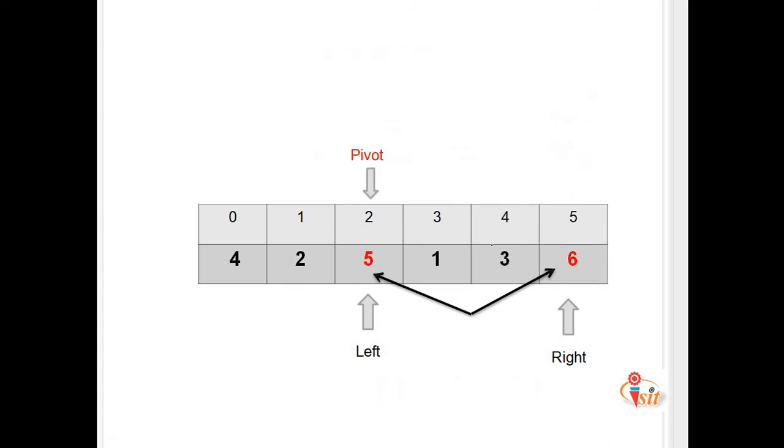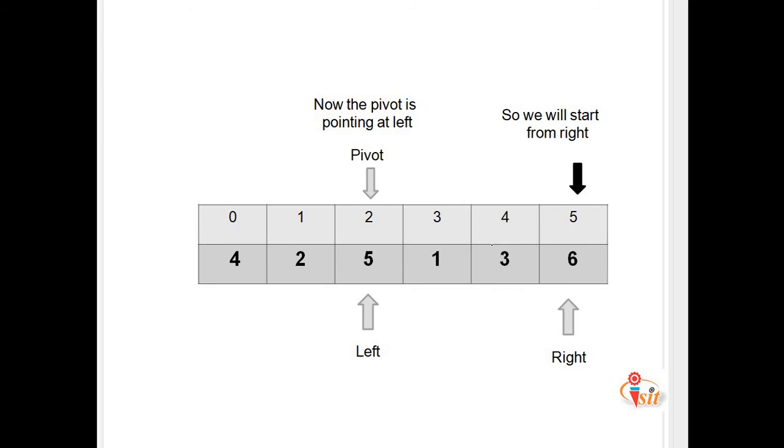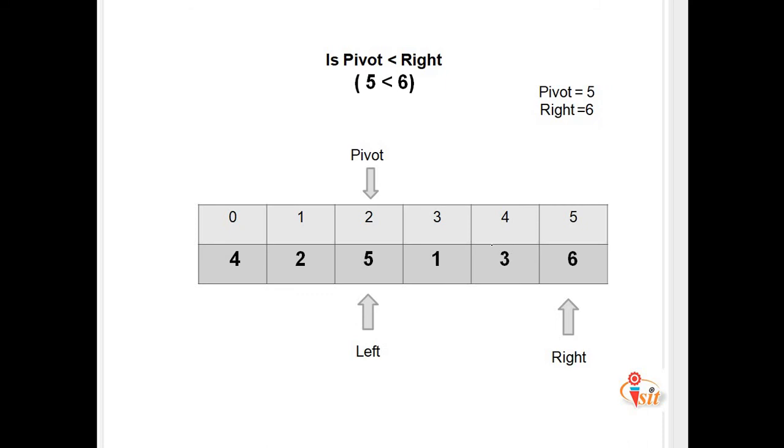Right now pivot and left are both at the same position. Now the pivot is pointing to the left, so we start from the right and move towards the left. For the right we already know the condition: if right is greater than pivot, then we need to move to the left. So the value of pivot is 5, the value of right is 6. So here right is greater than pivot.